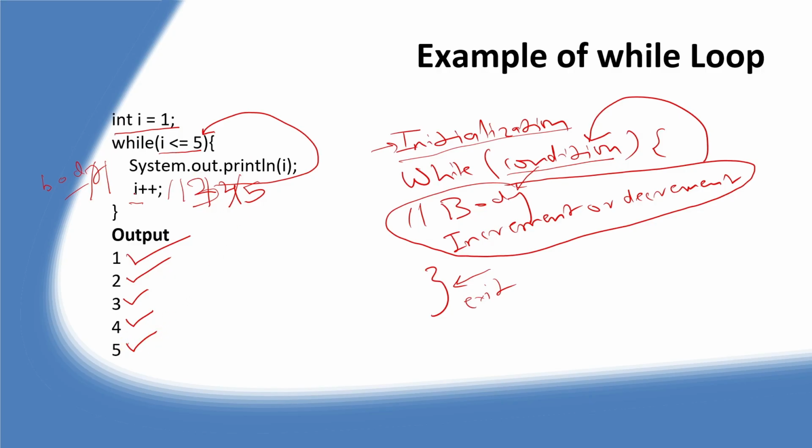In the next line, it will increase the value of I. Now it will become 6. It will go for a condition check whether 6 is less than or equal to 5. Is this condition true? This condition becomes false. So it comes out of the loop and the loop ends. So the output is 1, 2, 3, 4, 5.